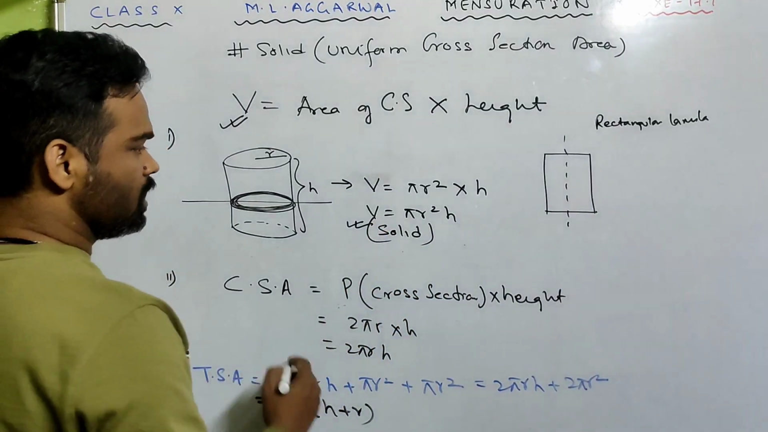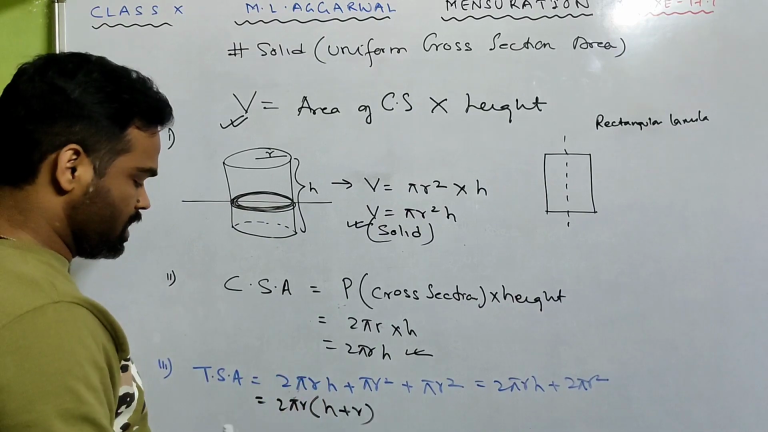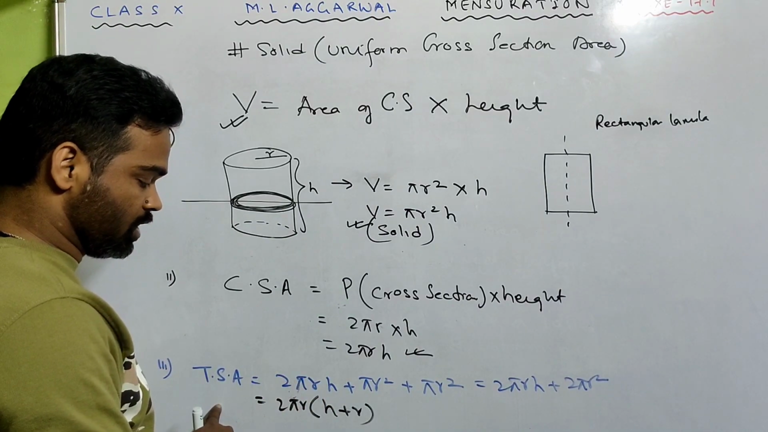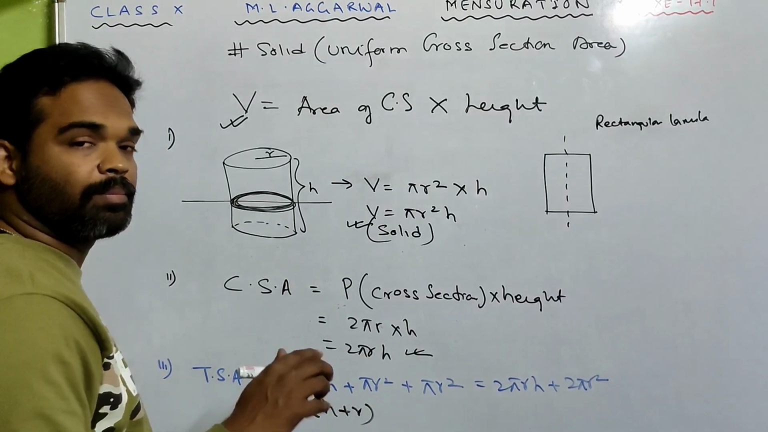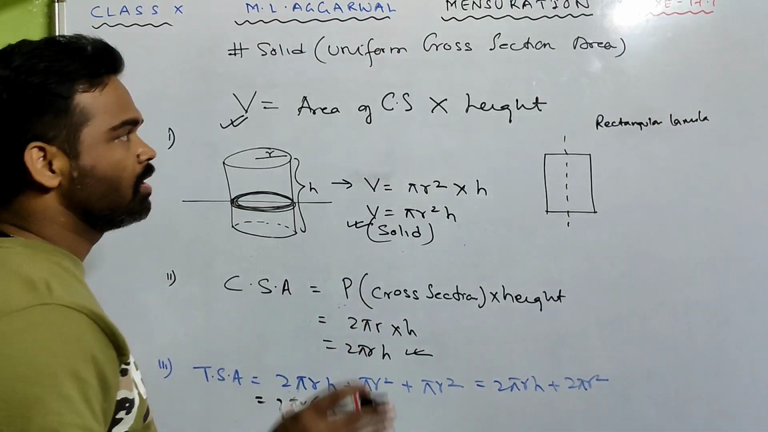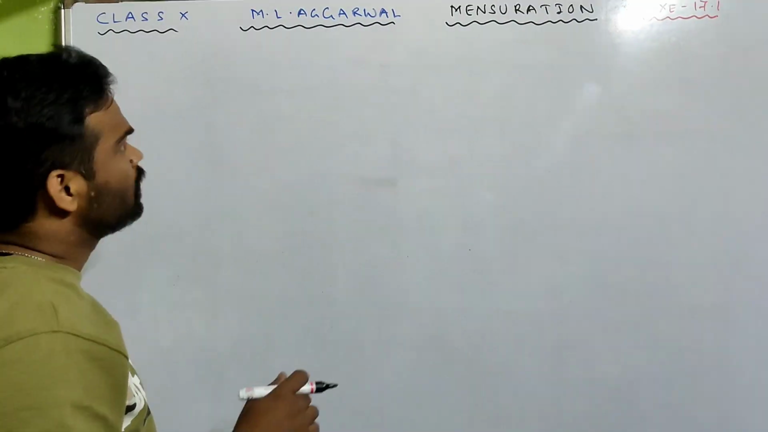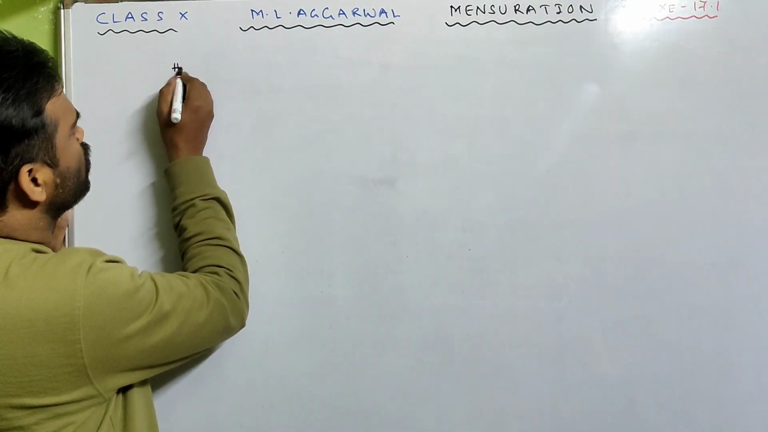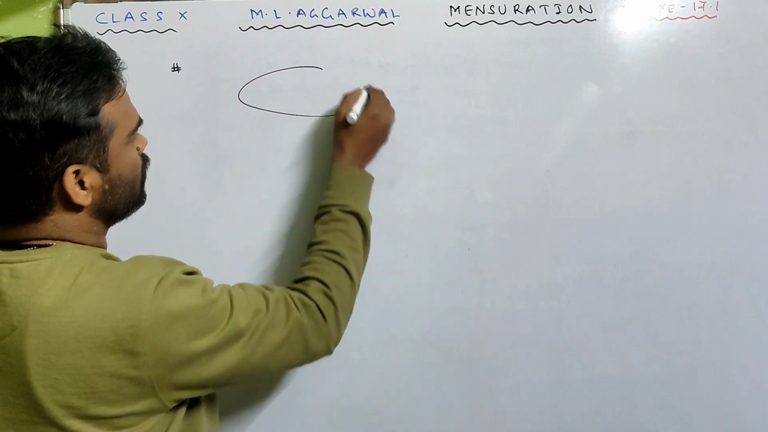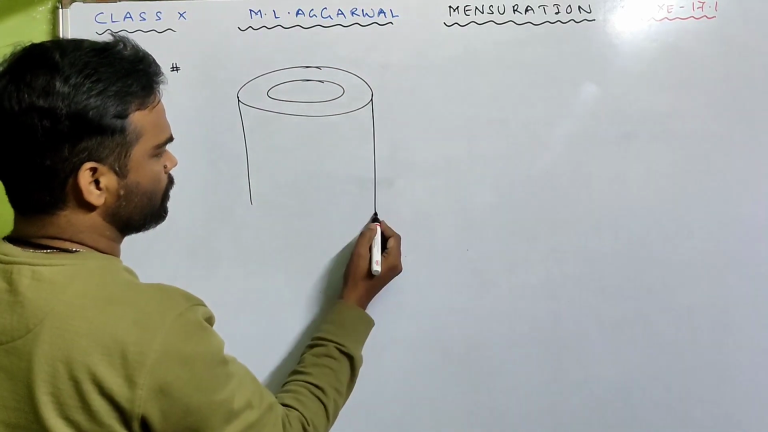Pi r square h. The curved surface area of a solid cylinder is 2 pi r h, and the total surface area of a solid cylinder is 2 pi r bracket h plus r. We'll be needing this while doing the sums. Now let us see a hollow cylinder. Now a hollow cylinder looks like this, isn't it?